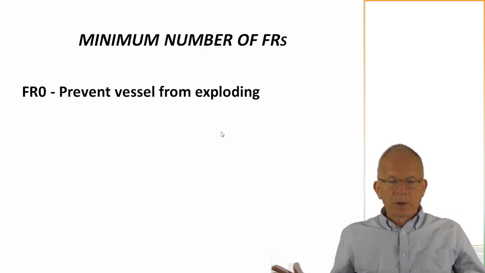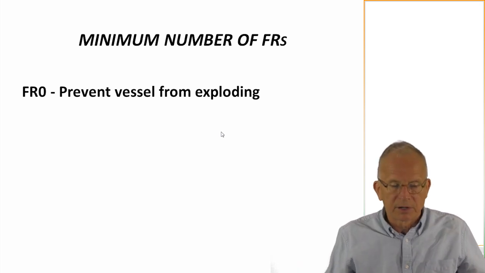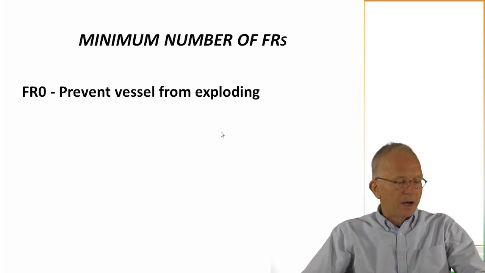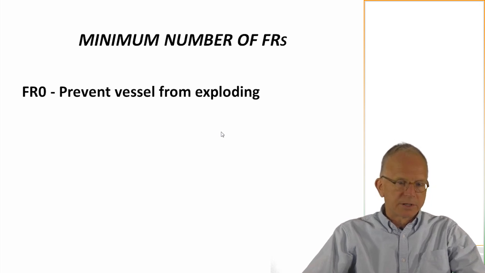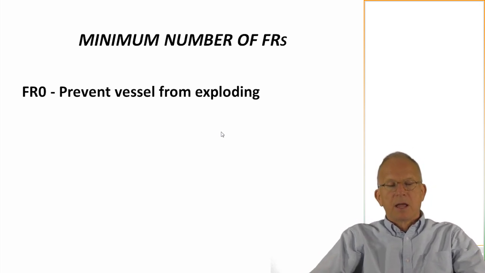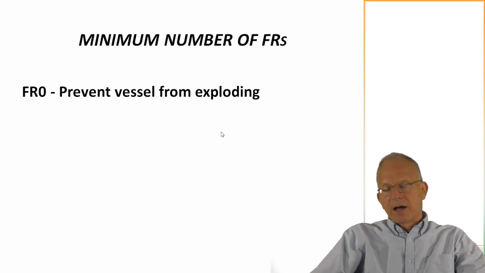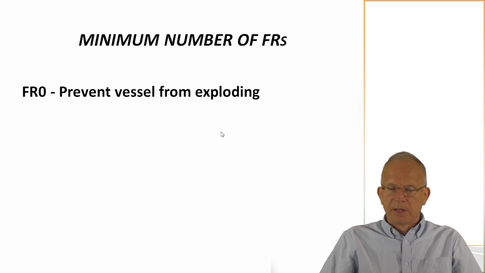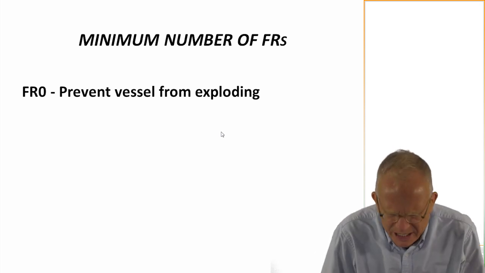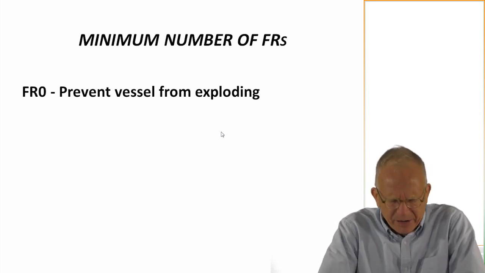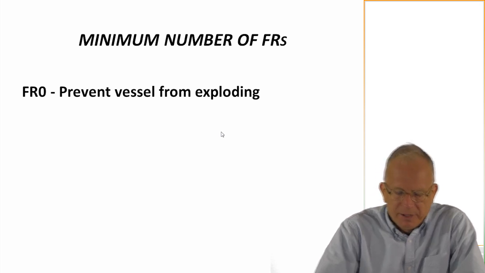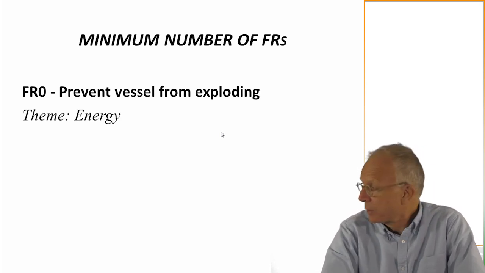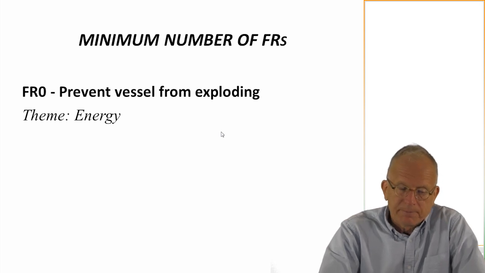All right, so what about the minimum number of FRs? Let's take another look example of this. I was doing some consulting work at a company that made batteries, and they asked me if axiomatic design could come up with a good design solution that they had come up with without using axiomatic design. And so the idea was to prevent batteries from exploding. So the theme is energy.